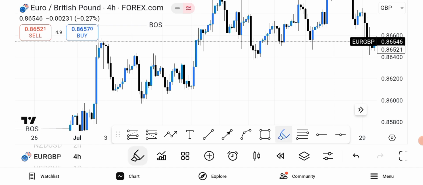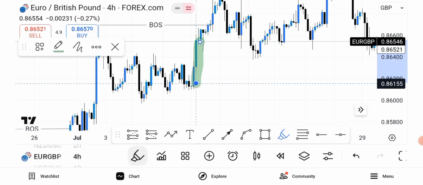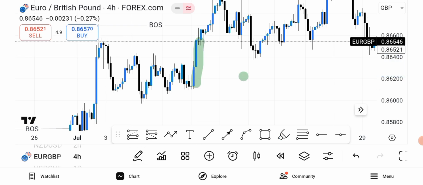As you can see here, we had an inefficiency or a fair value gap. As I've mentioned, a fair value gap will always be followed by an order block. Now, what is an order block? An order block is the last candle which was going down, in this case, because we were involved in an uptrend. If we were involved in a downtrend, our order block in this case was going to be the last candle which was going up.